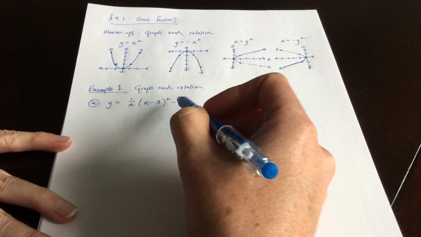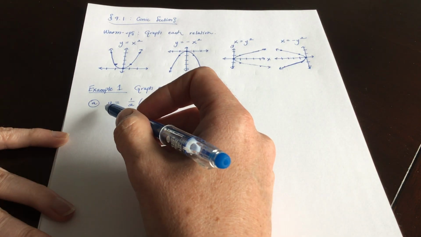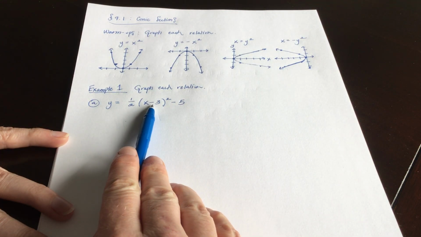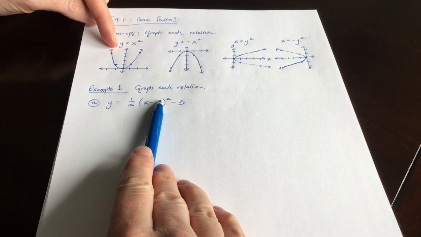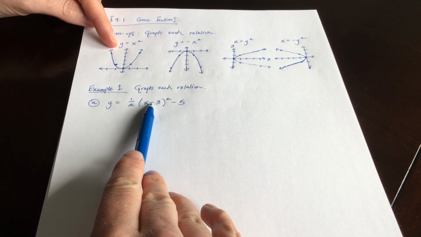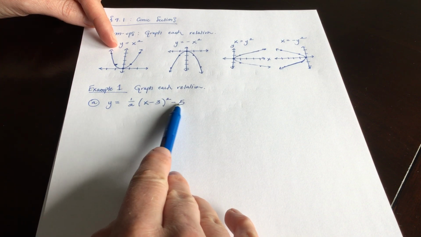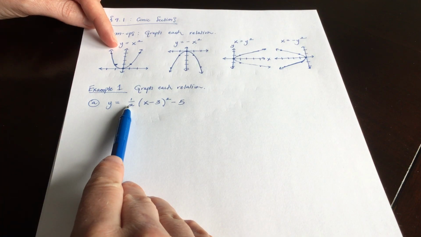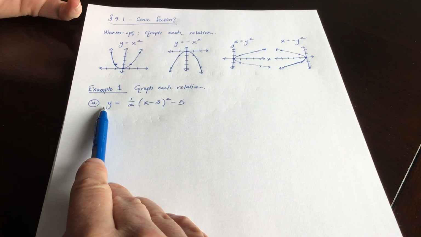Now, I want you to be able to think about how to do this in a couple different ways. Back in, I don't know, maybe Algebra 1 would be the first time you'd see something like this, Algebra 2 for sure. You would think of this as a y equals x squared graph, so something like this. You would notice that it got shifted to the left 3 units, and then down 5, and it has a stretch factor of 1/2.